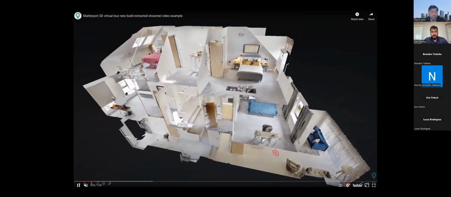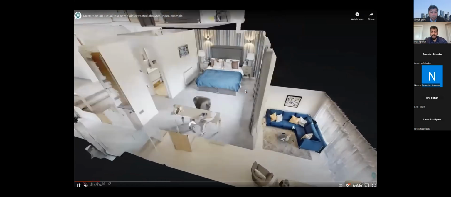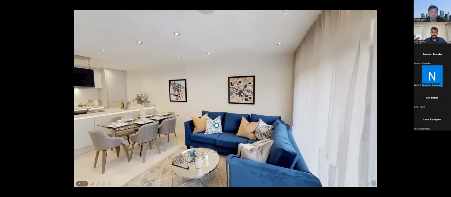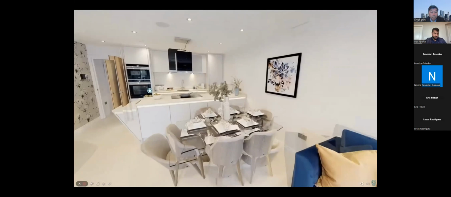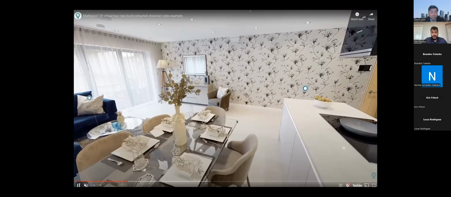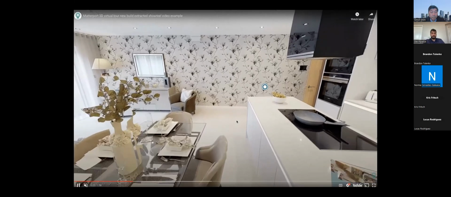You can see how you can go around and take an entire scan of the house and use it for selling purposes or just to show it to someone. So we'll just look at this video over here. You can see the amount of clarity that it has.